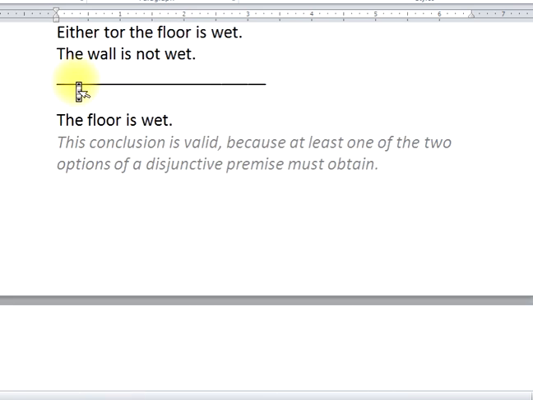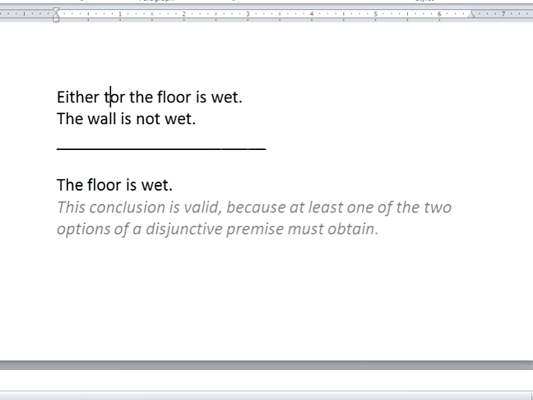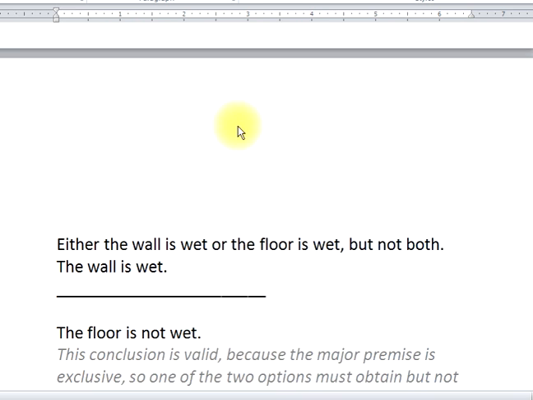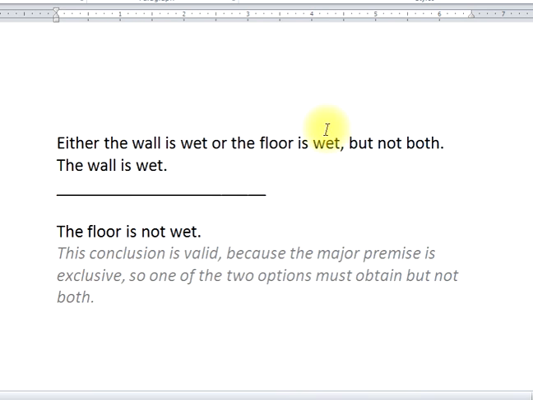Now, let me go up here, okay? Either the wall is wet or the floor is wet. You see how it's framed? It's just either or, right? And you have the two options. Well, down here, I have either or, and then I have this very important phrase, but not both. Okay, now that makes it exclusive, and that means that one option obtains, and then automatically the other one does not obtain. So if I say the wall is wet, you can automatically say, well, the floor is not wet.